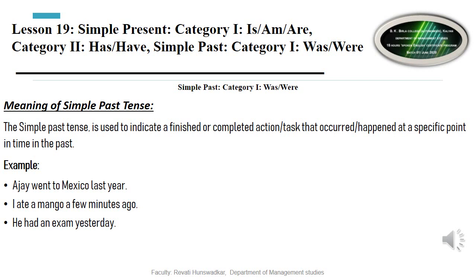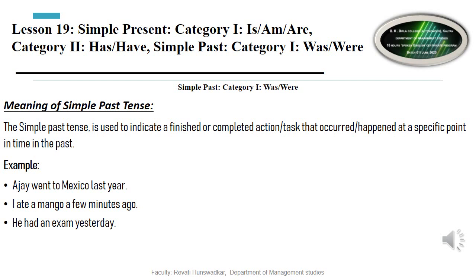So here we completed our simple present tense category 1 and 2. So let us start with the simple past category 1. Before starting with category 1, let us know what is simple past tense. The simple past tense is used to indicate a finished or completed action or task that happened at a specific point.